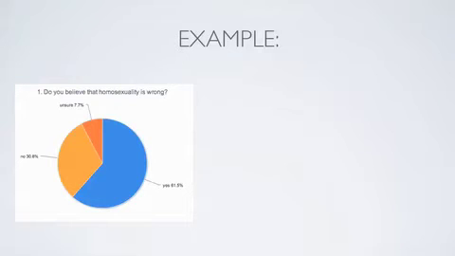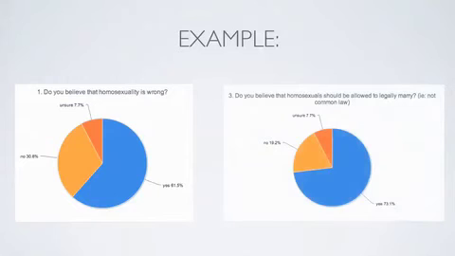Now, if you ask the exact same individuals whether or not they believe that same-sex couples should be allowed to marry, within the context of Canada, this is what you get. So you get a reversal of the opinion. So do you believe that same-sex couples should be allowed to legally marry? You have 73% say yes, whereas 19% say no, and then you get that 7.7% again who are still unsure.